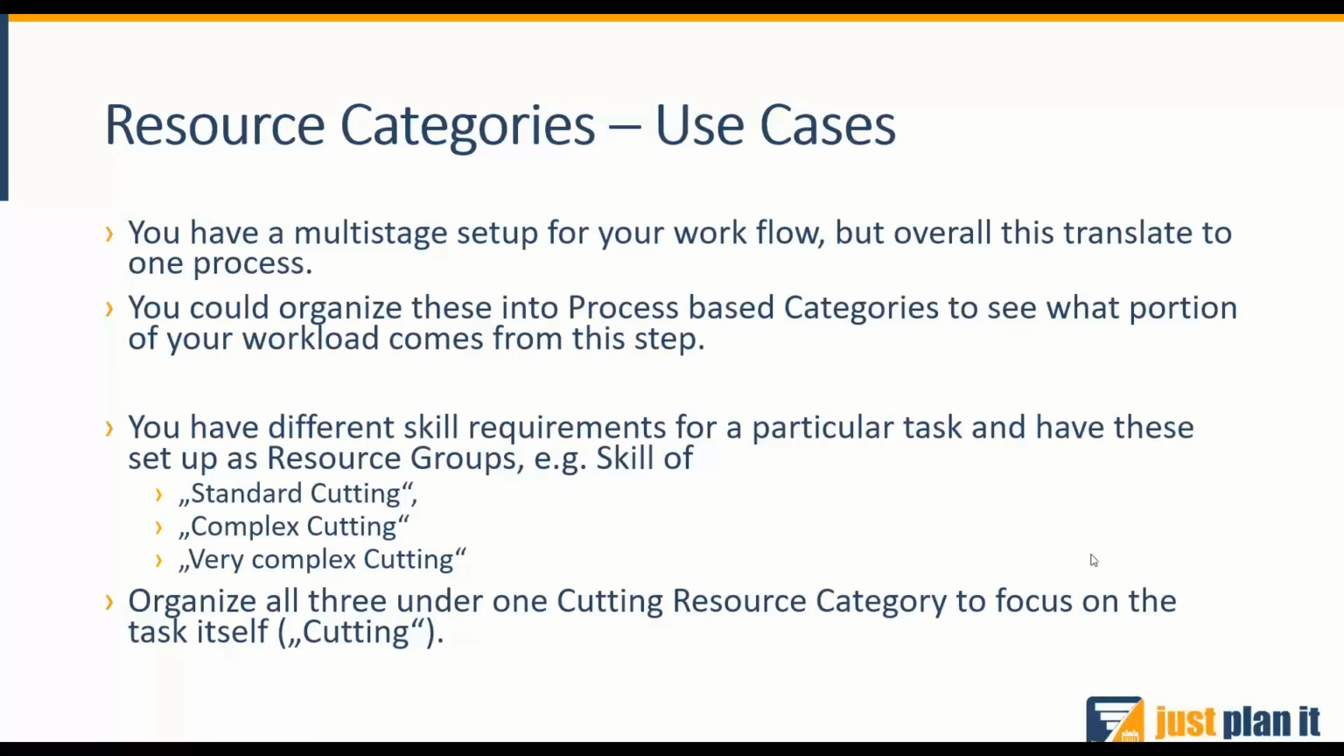Another use case is if you do have a multi-stage setup for your workflow, but in general, when looking at your shop, one step. You could also simply organize a couple of resource groups that you need to have the different skills for that one step into one category to look at this more focused. An example of this you can see below. If you do have different skill requirements for particular tasks, such as a standard cutting, a complex cutting, and a very complex cutting, and each of them have less and lesser personnel capable of doing it, then you could still have those three skills as resource groups set up in your account and organize all of them under simply one category for the task cutting.